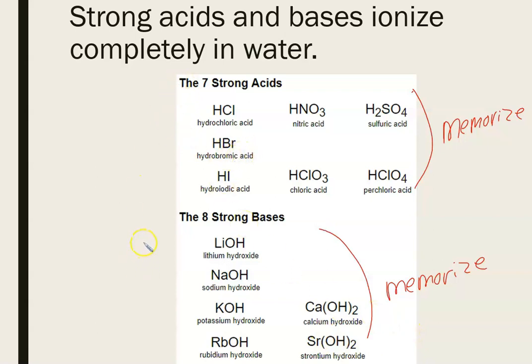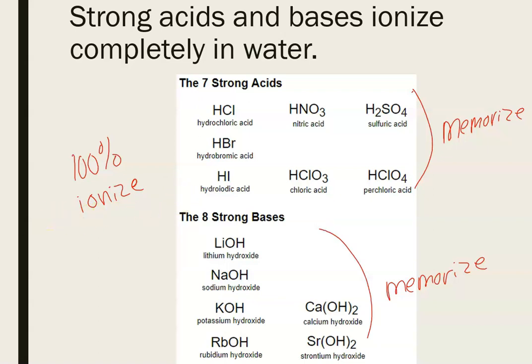The reason you need to know those, they're going to completely break apart in water, and we say they ionize 100%. And what that means is they're not going to get to equilibrium. They're going to break apart all the way. And so these problems with the strong acids and bases are actually a lot easier. Our next video we'll do weak acids, and then the video after that we'll do some weak bases. So they're going to break apart 100% as long as it's one of these strong acids or strong bases.